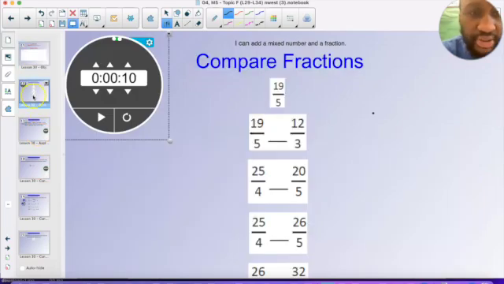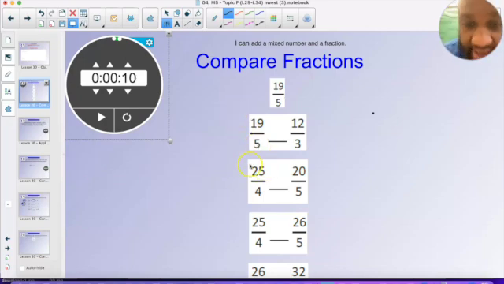The first thing I want us to talk about is how we're going to compare improper fractions. Remember, an improper fraction is when the numerator is greater than the denominator. That means we have more pieces than a whole. When we're comparing improper fractions, the best thing to do is make them into mixed numbers. I'm going to show the first one for you on the board really quick. Then after that, I'm going to give you guys some practice.